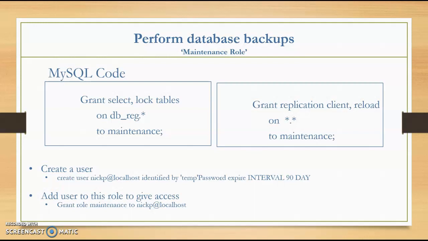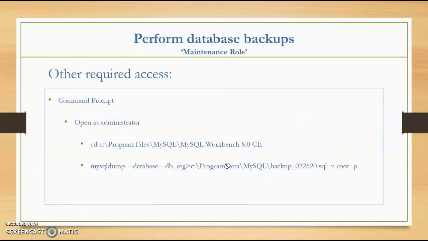In this scenario, Nick P., who performs other functions in the facility, will only have one function with this DB_registry database, or backing it up. After Nick P.'s user is created, one needs to make sure that he has additional access. The maintenance role also needs to be able to run command prompt as an administrator in order to use the MySQL dump program. In the command prompt, Nick P., or the person running that maintenance role, will need to change the directory to where that MySQL dump program is.